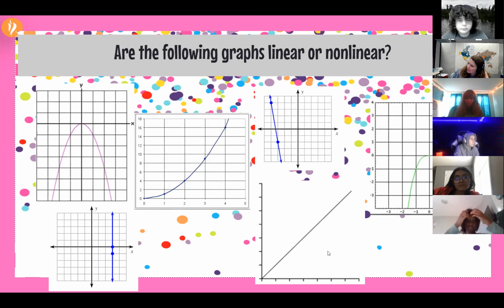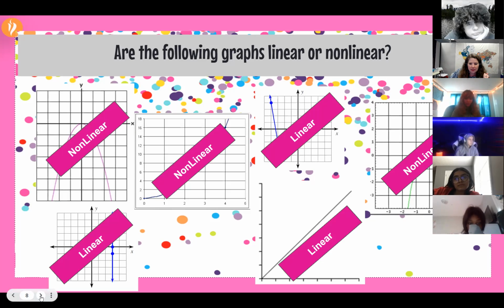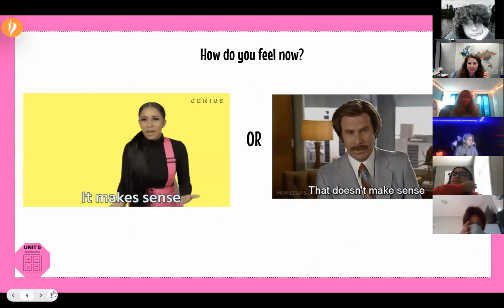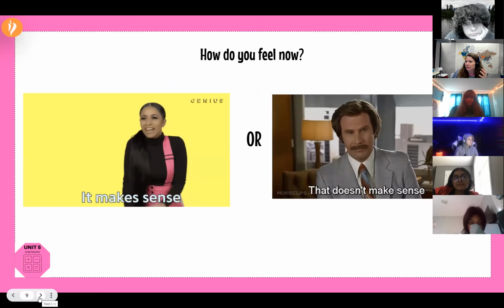Does everyone understand the difference, guys? If it's a straight line, it's linear, okay? If it's not a straight line, it's non-linear, okay? Everybody got it? Okay. All right, make sure you understand that. And there's the answers. Yay, we were right. Does that make sense? I'm assuming it makes sense, right?